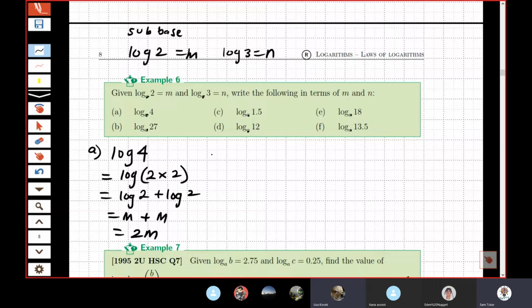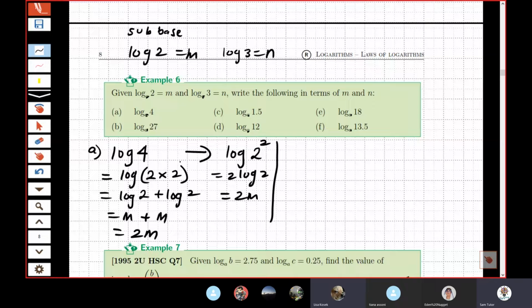But I want to say it in a different way, watch this as well, which is absolutely fine. So don't think that's wrong. That is full marks. Another way, 4. What's another way I can write 4 other than 2 times 2? 2 squared. Beautiful. And then what are you allowed to do with this power? You bring it down. What does log 2 equal to? M. What's your answer? 2M. Good job.